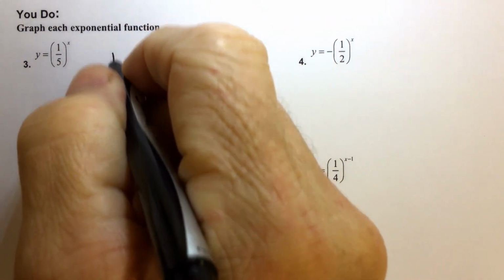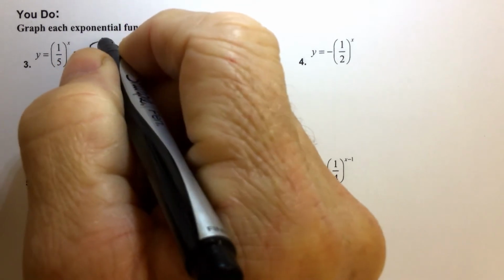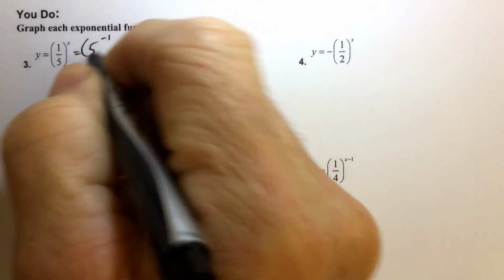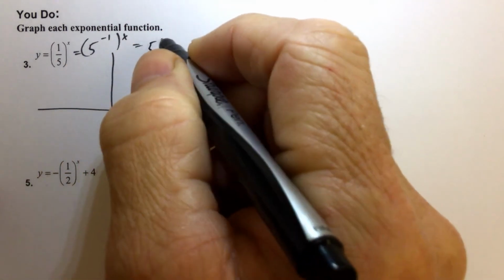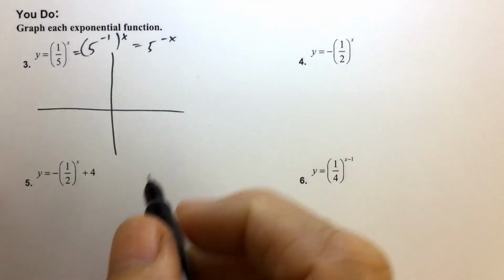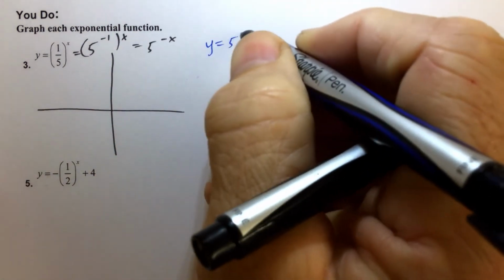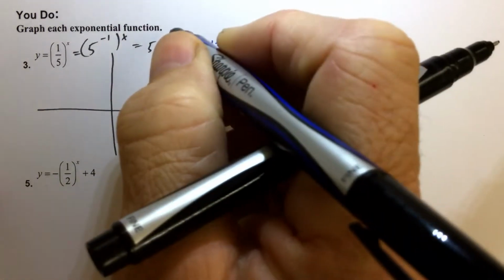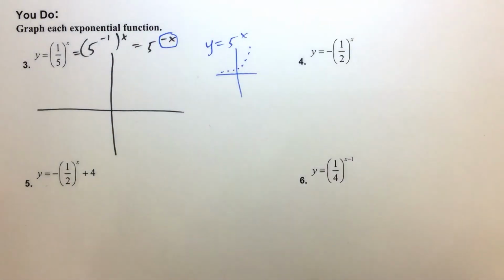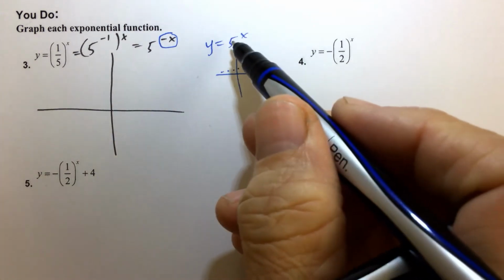Solution for number 3. First thing I would do actually is rewrite what's inside the parentheses here as 5 to the negative 1. Raising 5 to the negative 1 to the x, we would write that as 5 to the negative x. So, in other words, when we graph the function y equals 5 to the x, we know it looks like that. What we've been doing all year long is talking about the different transformations of a parent function.